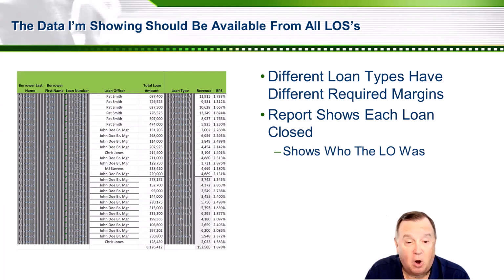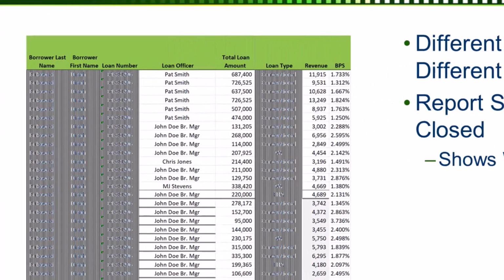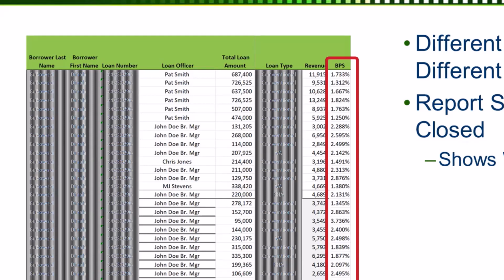The report should show all the loans closed for the month by loan officer. Here's an example of a report and the fields you should pull: borrower's first and last name, the loan number, the loan officer, and the total loan amount. The loan type needs to be pulled because most of the time, the margin is different for each type of loan. For example, government, conventional, jumbo, and any down payment assistance programs. This column is one that we added, and it will tell you the basis points for each loan. Simply revenue divided by loan amount for that loan.